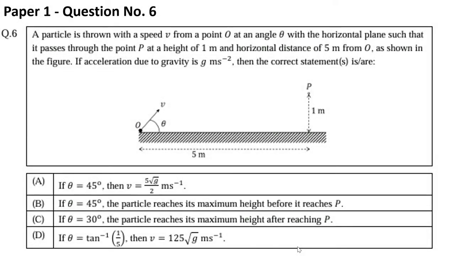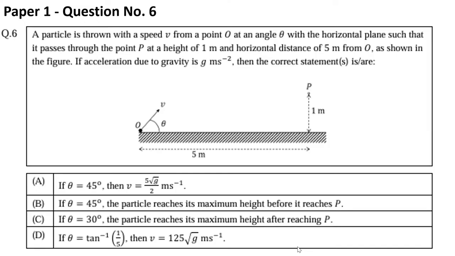Question number 6, paper 1. It says a particle is thrown with a speed v from a point O at an angle theta with the horizontal plane such that it passes through some point P which is at a height of 1 meter at a horizontal distance of 5 meter from O. So 5, 1, acceleration g downward, and you have to pick the correct options out of the following.